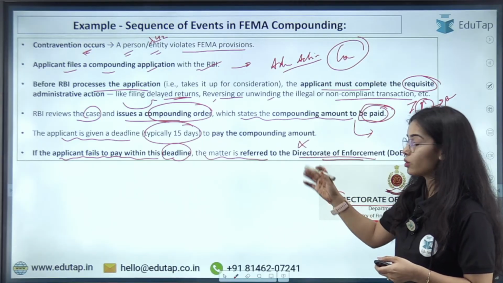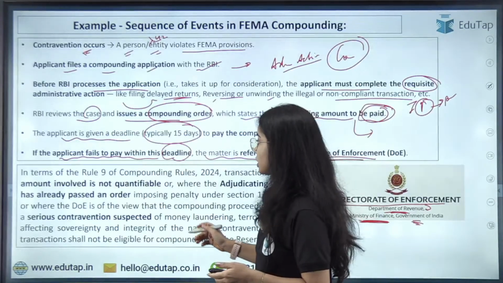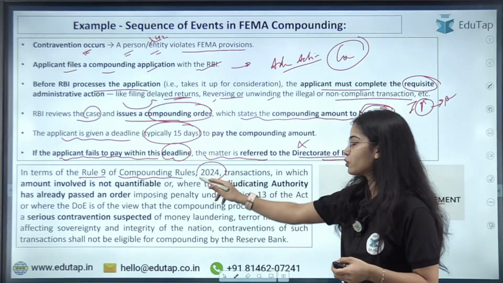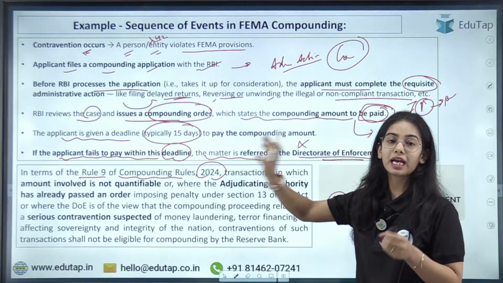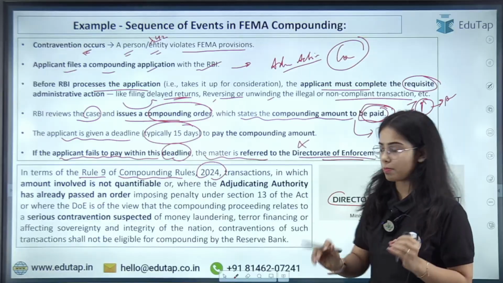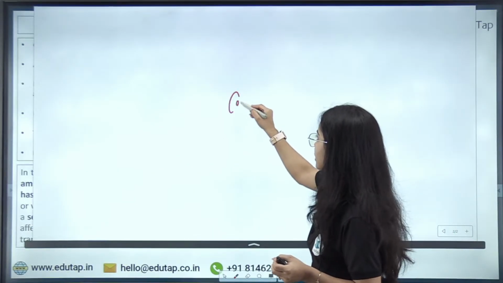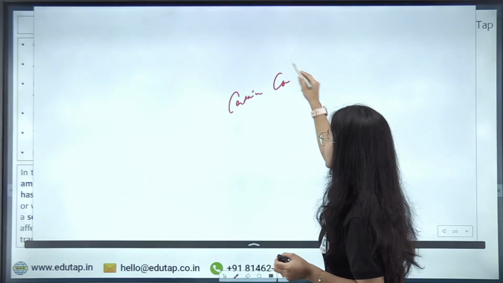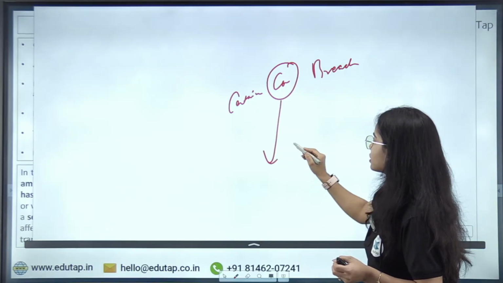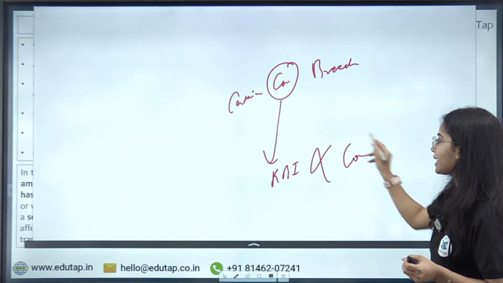Okay, now moving forward. In terms of Rule 9 of the Compounding Rules 2024, it is basically saying which contravention the RBI cannot compound. Now we will understand that there are certain contraventions, or certain breaches, that the RBI cannot compound, that the RBI cannot settle.